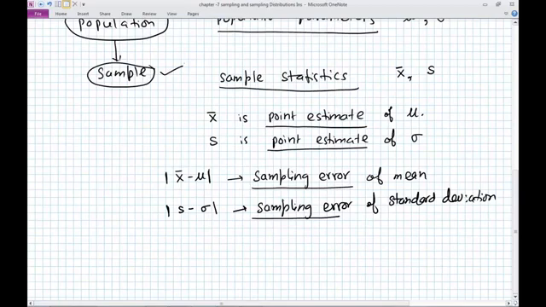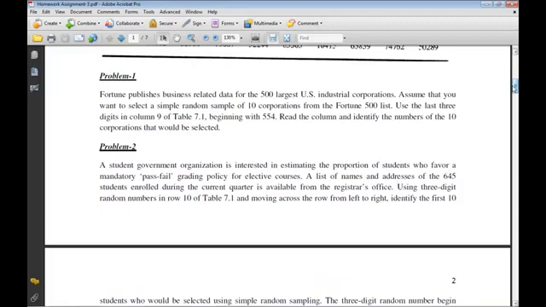But if you take a more representative sample, maybe your samples are spread out in all 50 states, then your sampling error is expected to be smaller. So sampling error is directly related to how the sample is taken. If the sample is taken properly and it represents the population in a proper way, obviously your estimate will be more accurate. So let's look at problem number 1.